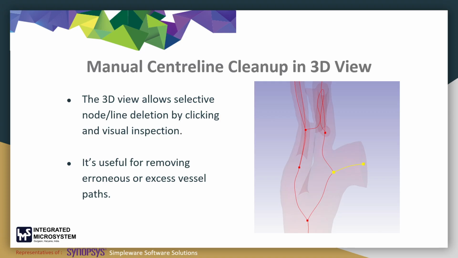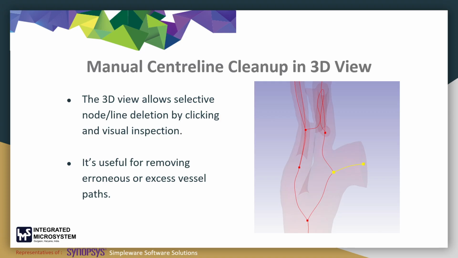3D geometry. When you switch to 3D view with centerlines displayed, each node and segment becomes selectable. This enables users to visually inspect entire networks and delete specific nodes or vessel paths that are enormous, overly complex, or clinically irrelevant.